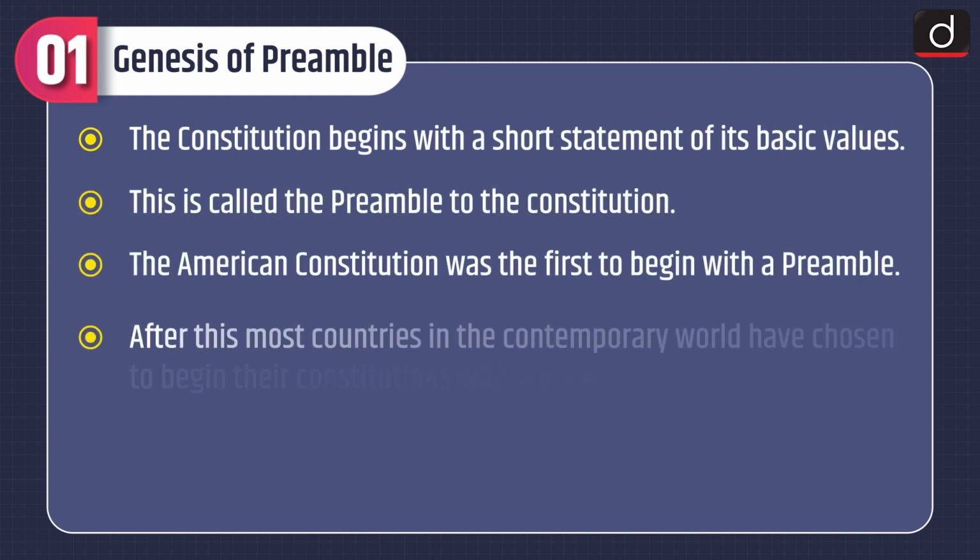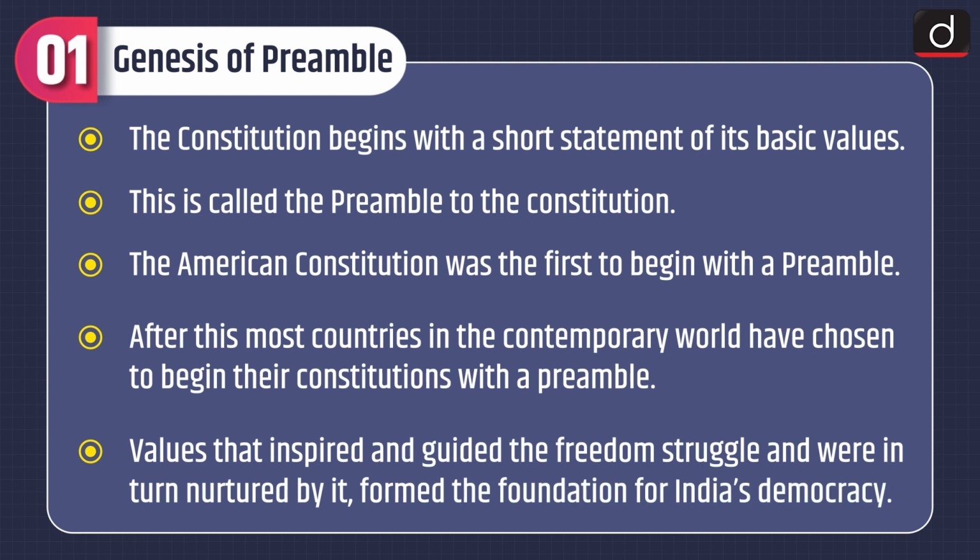The Constitution begins with a short statement of its basic values. This is called the Preamble to the Constitution. The American Constitution was the first to begin with the Preamble. After this, most countries in the contemporary world have chosen to begin their constitutions with a Preamble.